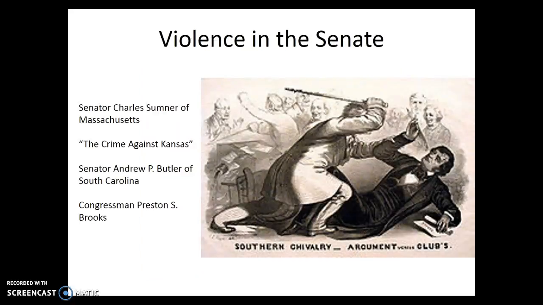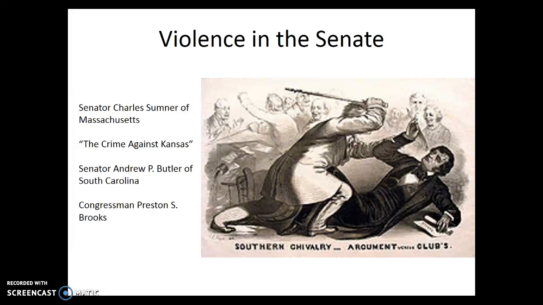Now, unfortunately, the violence isn't going to stop with Kansas. It's going to happen in Congress as well. Soon after the Kansas incident, Senator Charles Sumner of Massachusetts is going to give a very passionate speech called "The Crime Against Kansas."